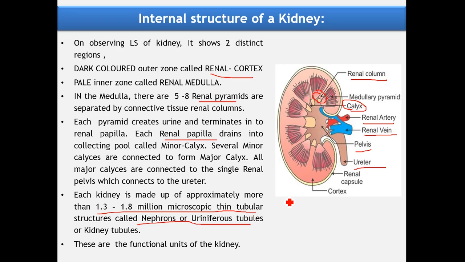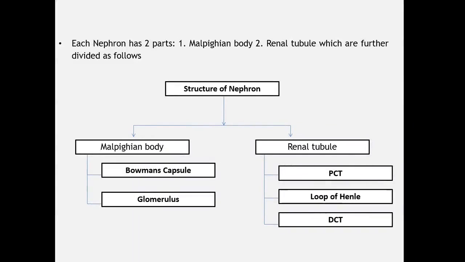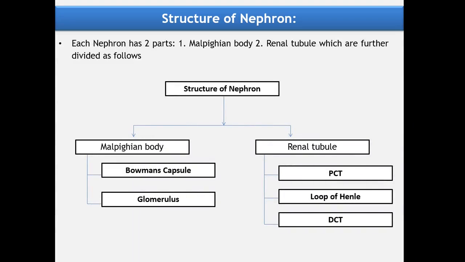We say that the cell is the structural and functional unit of the body. Like that, the nephrons are the structural units of the kidney. The actual process of filtration of waste materials takes place by the nephrons. Hence, these are called functional units of kidney.